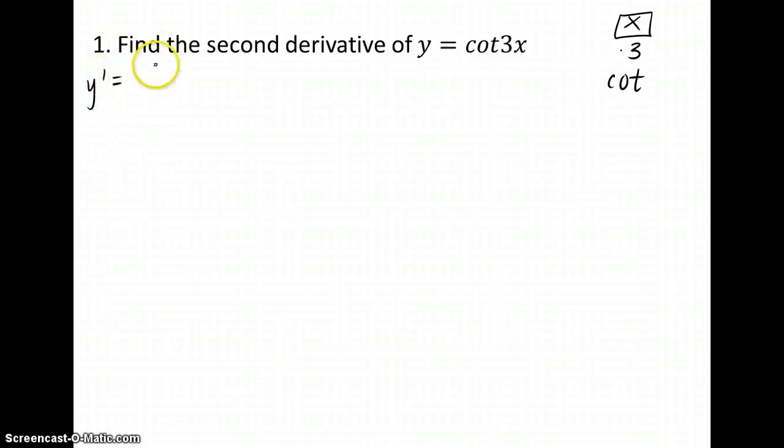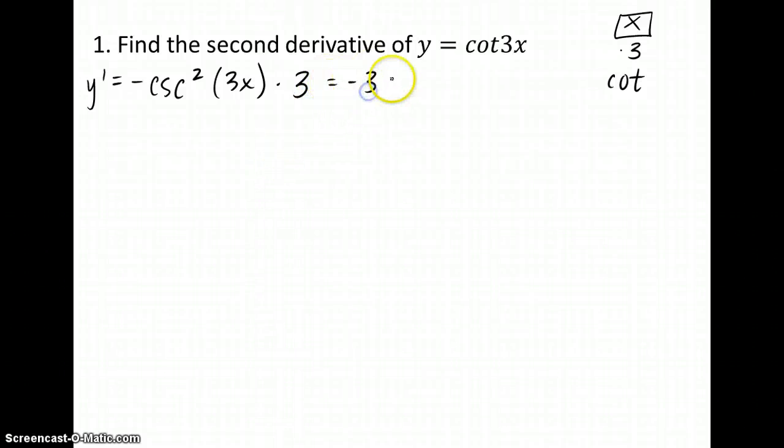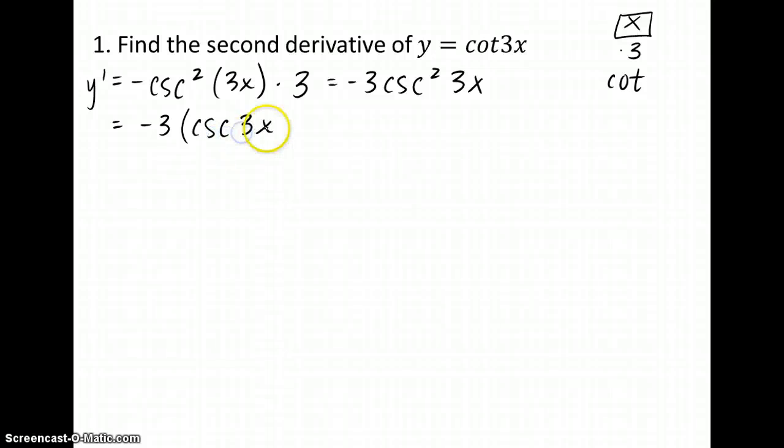So y prime, deriving from the outside in, derivative of cotangent is negative cosecant squared of the function times the derivative of 3x, which is 3. So negative 3 cosecant squared of 3x. I'm going to rewrite that function as negative 3 times the quantity of cosecant 3x, squared. When the exponent's between the trig function and the expression, the whole thing is being squared.